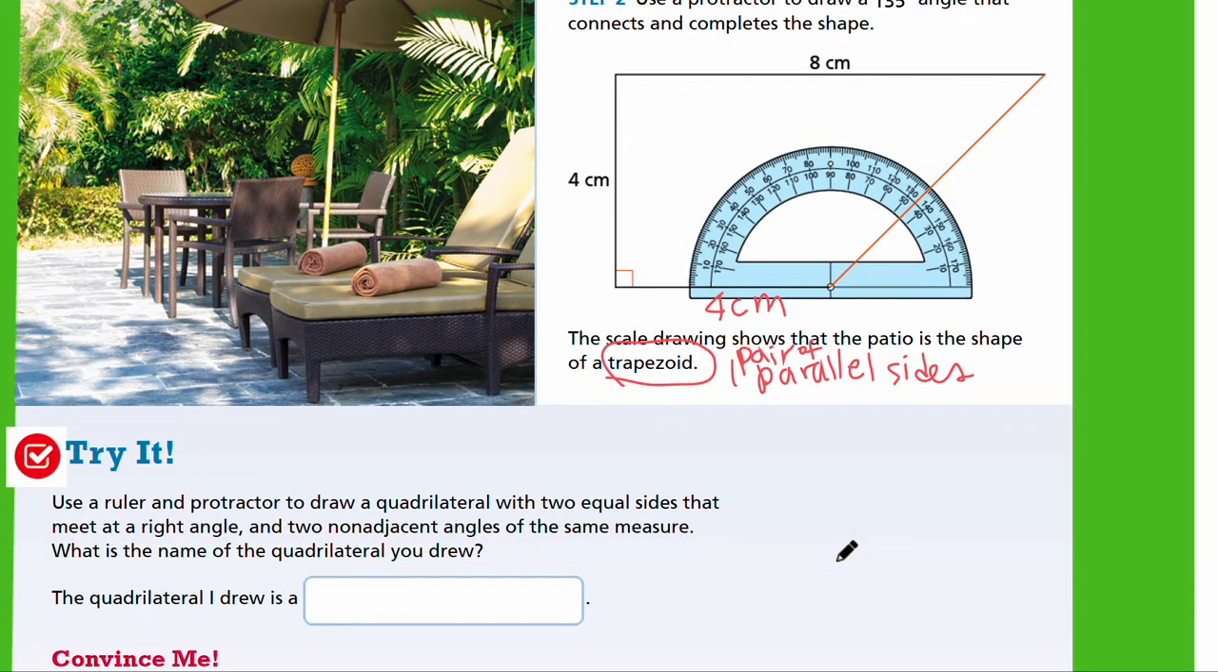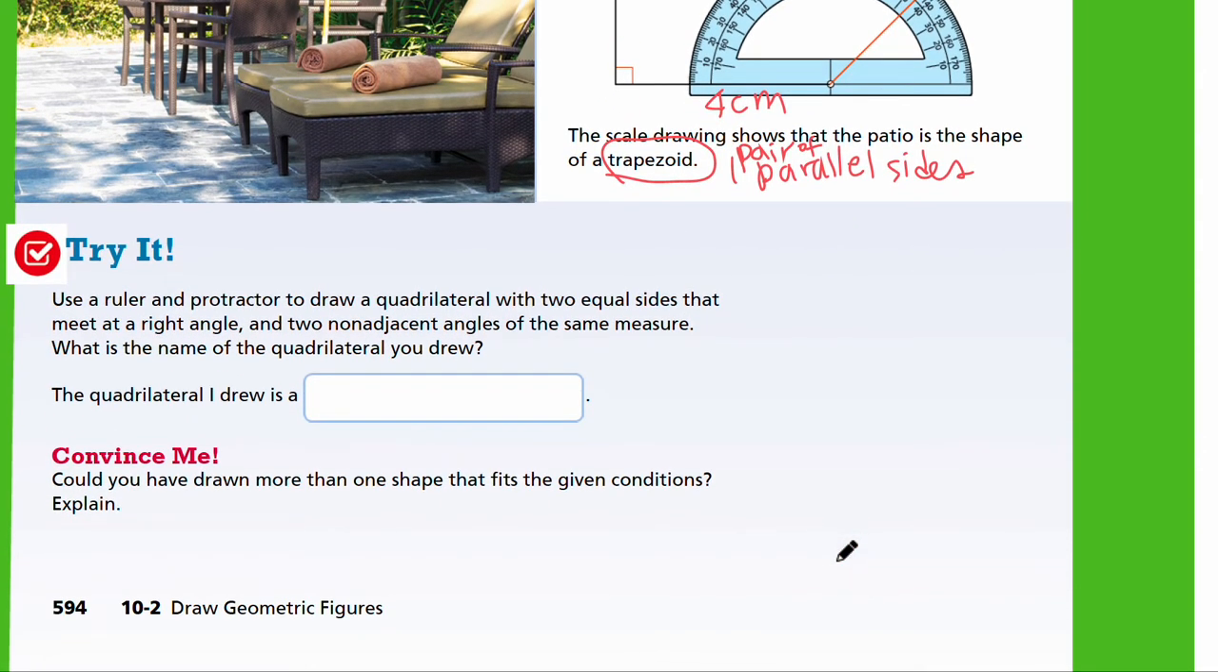Okay, so try it. Use a ruler and protractor to draw a quadrilateral with 2 equal sides that meet at the right angle and 2 non-adjacent angles, so they're not right next to each other, of the same measure. What is the name of the quadrilateral you drew? So try to draw this quadrilateral and see if you can figure it out by yourself. Pause the video, come back when you're ready for answers.